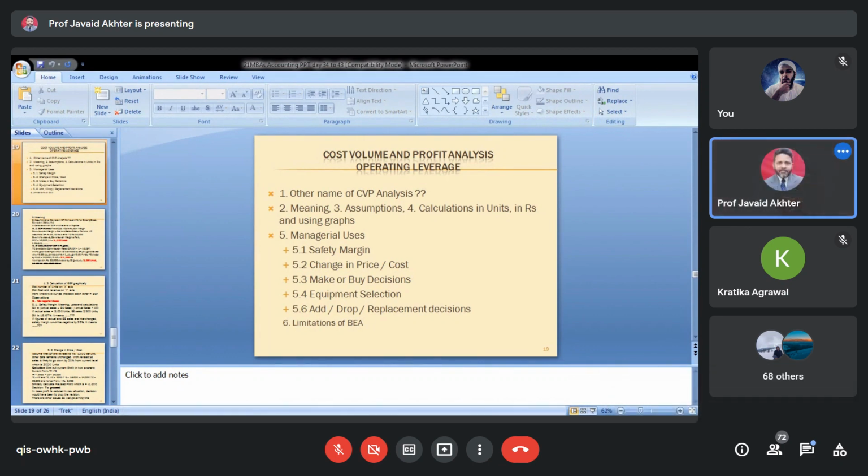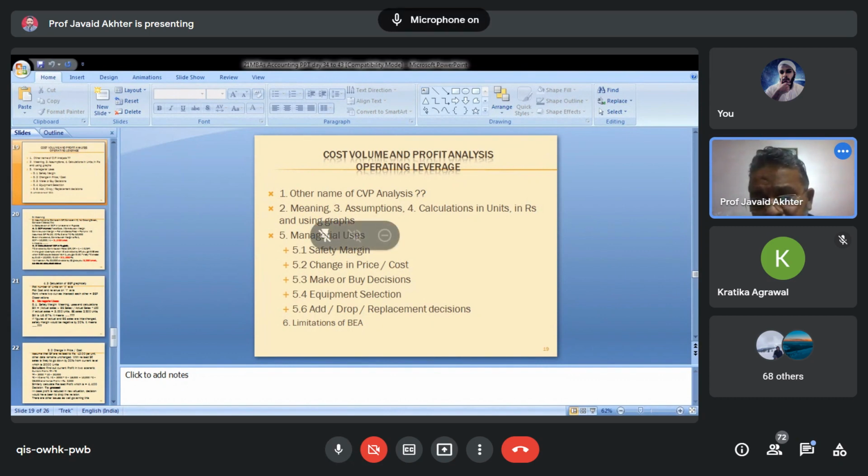Number one, cost can be divided strictly into two categories. I'll repeat, cost can be divided strictly into two categories. Number one, fixed cost, and number two, variable cost. Have you noted? Okay, so there will be no other category of cost except fixed cost and variable cost.